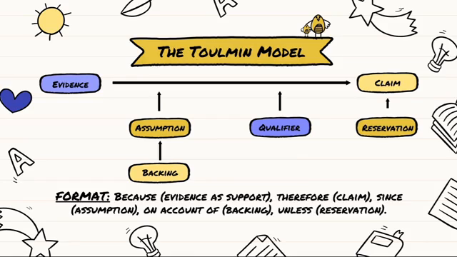The model is basically a breakdown of an argument into six components: evidence, assumption, backing, qualifier, claim, and reservation. Its purpose is to be a guide and be used as a framework to test an argument's validity. Your Toulmin analysis should follow the form below the model.